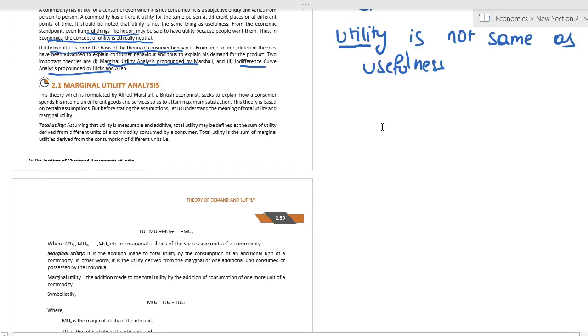So students, let us continue with marginal utility analysis. Marginal utility analysis was formulated by Alfred Marshall. This theory is based on certain assumptions. We'll see all those assumptions. Before that, we should know what is total utility and marginal utility.